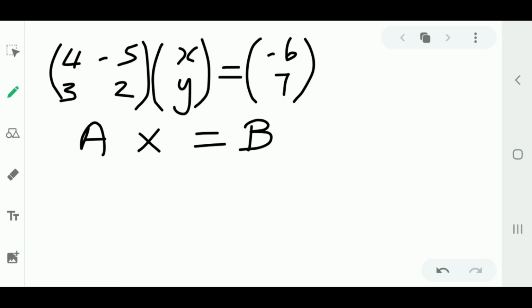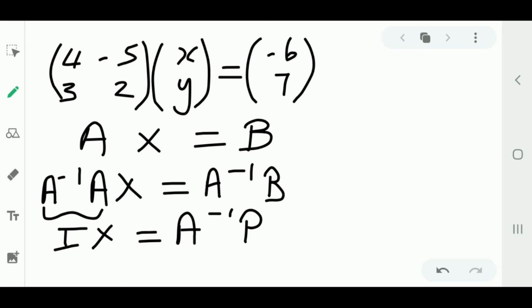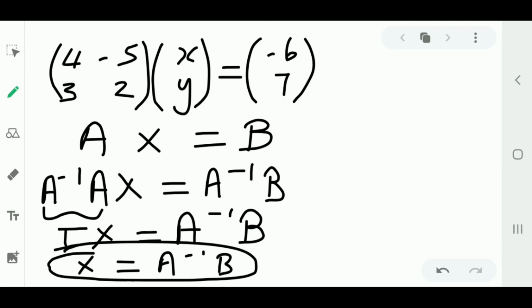So what you need to do is multiply both sides by A inverse. So you get A inverse times A times X is equal to A inverse times B. What you'd know is A inverse times A is equal to the identity. So it's the identity times X is equal to A inverse times B. Now the identity times anything gives you itself. So that means X is equal to A inverse B. This is the final form that you want because you're finding X, which are the x and the y here.